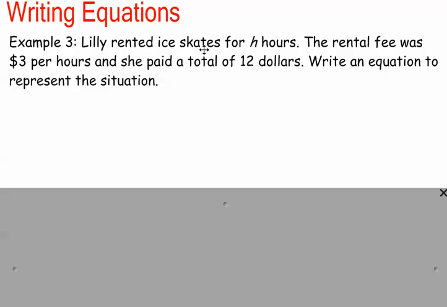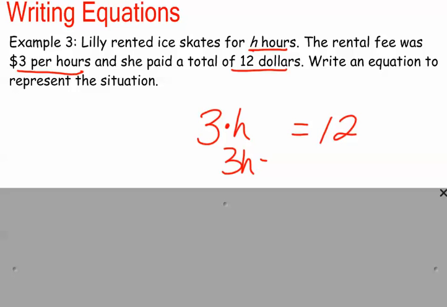Lilly rented skates for H hours. The rental fee was $3 per hour. Do I know how many hours? No, I do not. And she paid a total of $12. So I'm telling you the total. I know my total is $12, and I know it was $3 per hour, but I don't know my hours. So it's $3 times my hours, or 3H would have to equal 12.